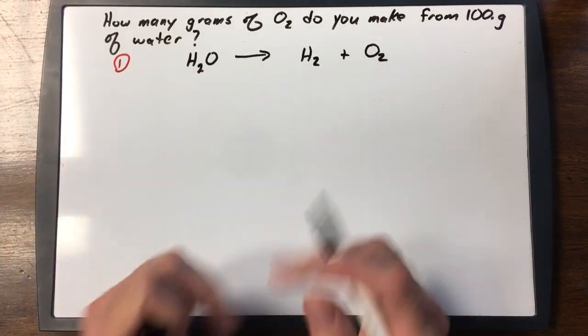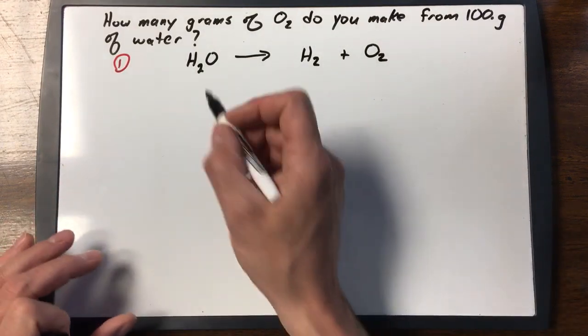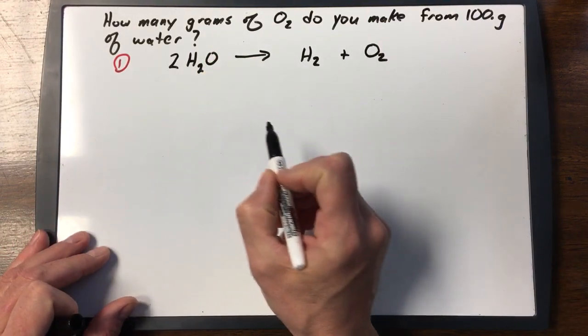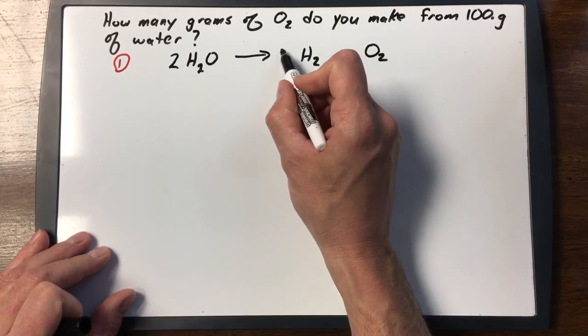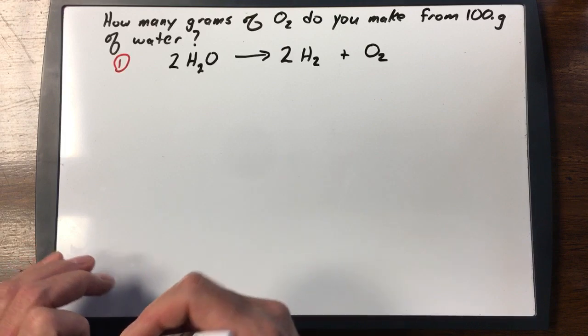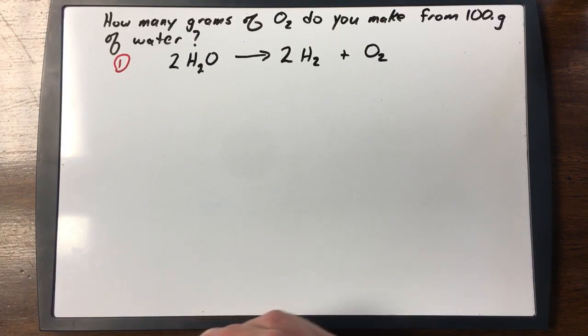We have 2 hydrogens on either side, so those are fine. We have 2 oxygens over here, so we need to have 2 oxygens over here. Balancing off the oxygens, we cause the hydrogens to no longer be balanced, so we then have to put a 2 there. Here's where things are a little bit different with the way I like to solve it.